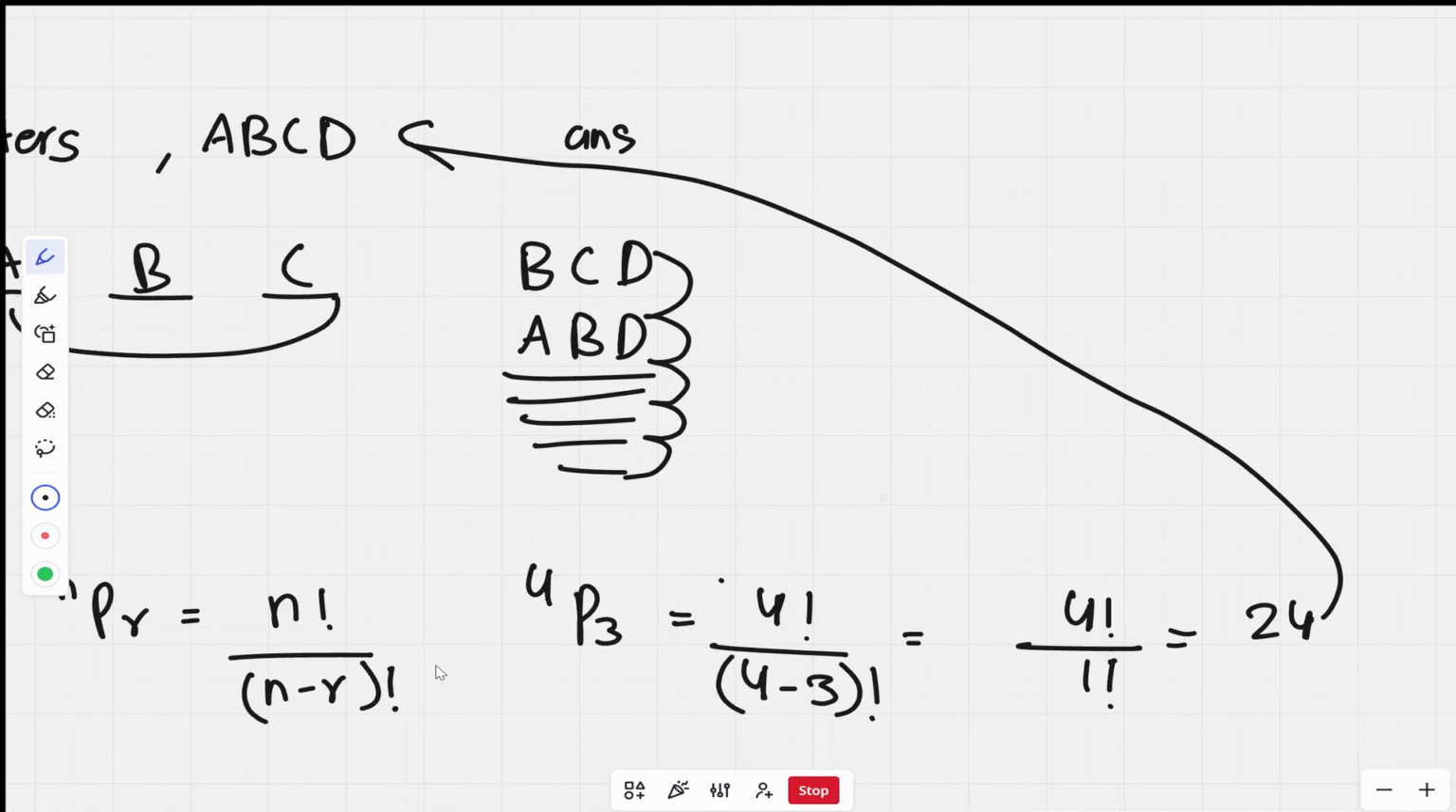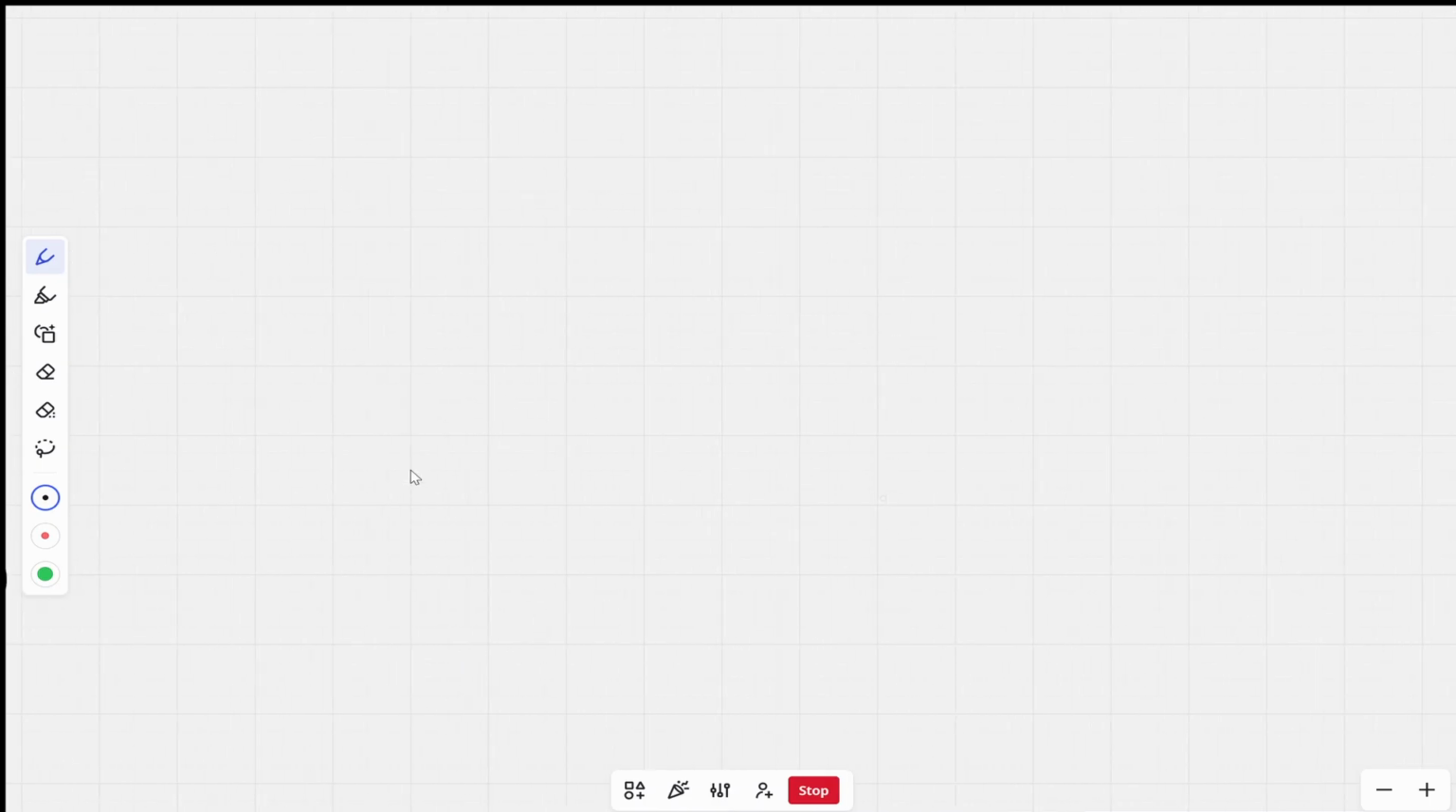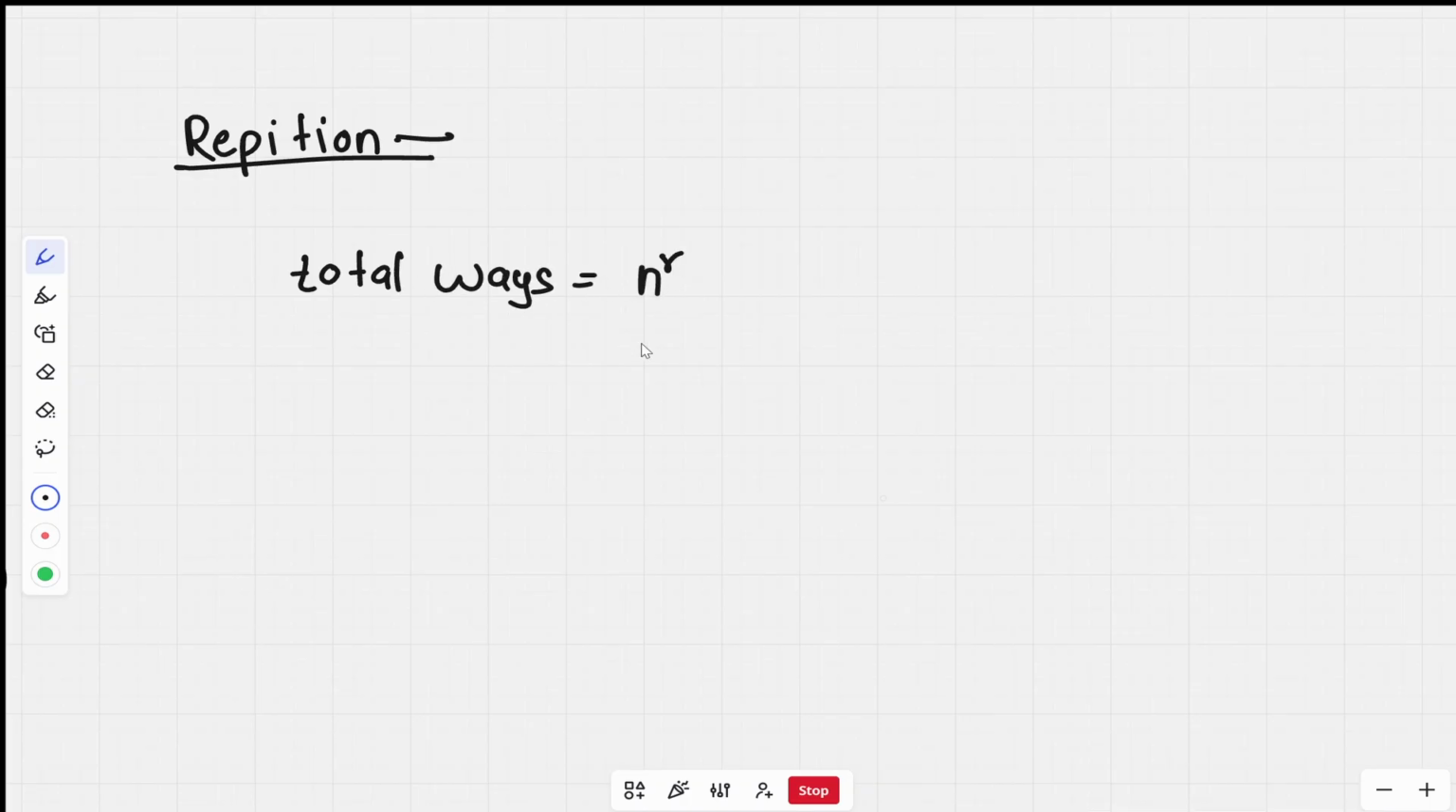Now this was without repetition. So with repetition, there's a difference in our formula. So let's talk about it. Now, if in a question the repetition is allowed, then the total number of ways is basically n to the power r. The total ways is n to the power r.